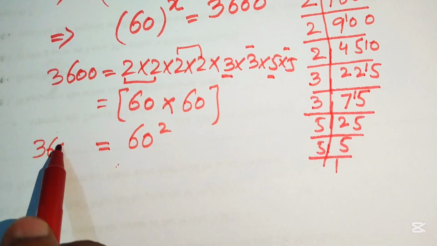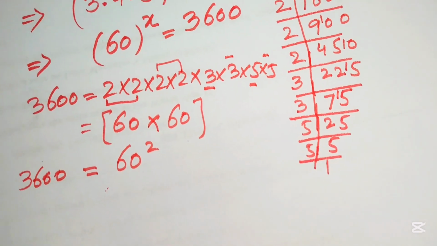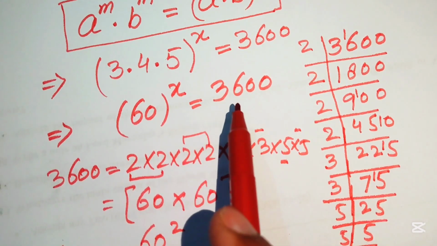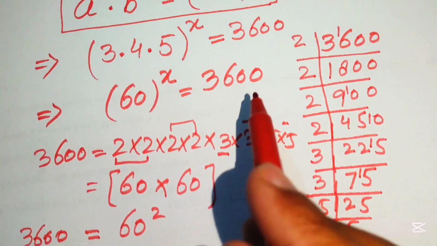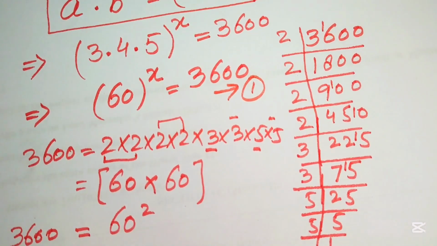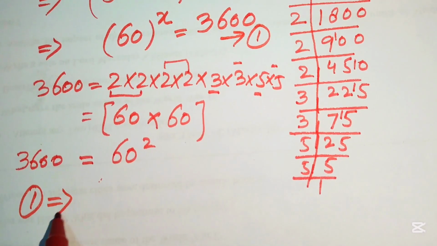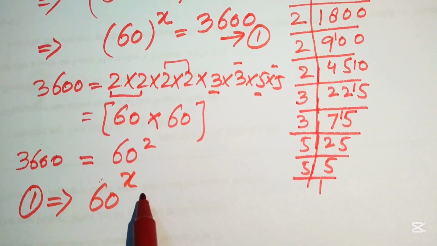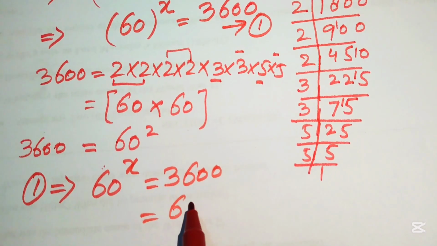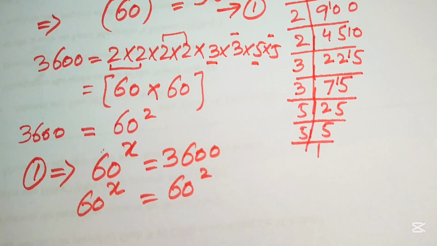So 3600 becomes 60 squared, and now we replace 3600 in this equation with 60 squared. We call this equation number 1. Equation number 1 becomes 60 to the power of x equals 3600, and we write 3600 as 60 squared. So on the left hand side we have 60 to the power of x.